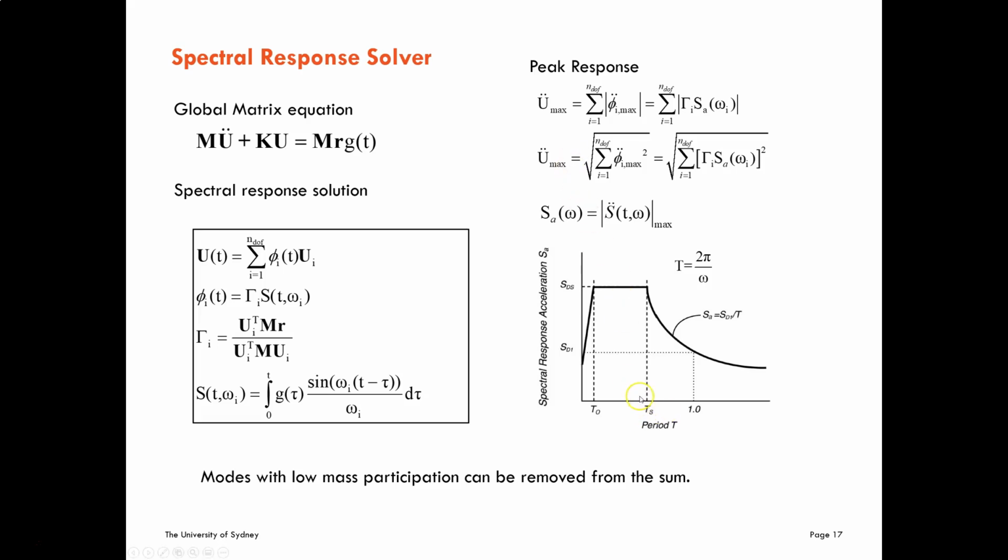But you have to check that this approximation is reasonable by calculating the total mass participation, which should be approximately equal to 80%. The total mass participation is the sum of the mass participations. If you include all the frequencies, it is going to be 100%. But since this is the case with the period, you don't need to include high periods in the calculation of the spectral response. So this is the end of the spectral response solver.